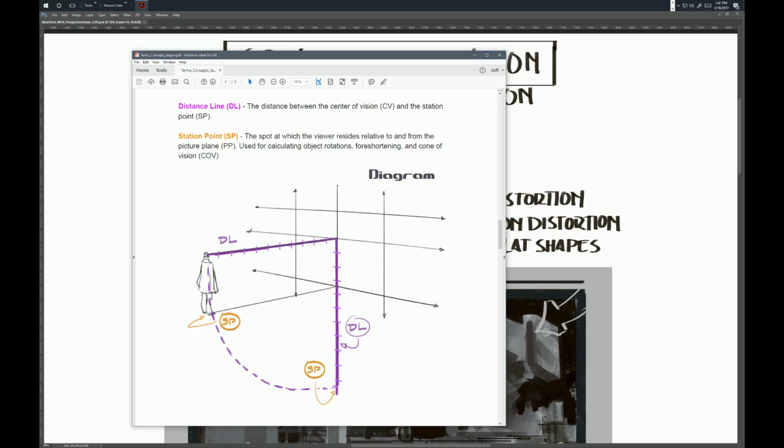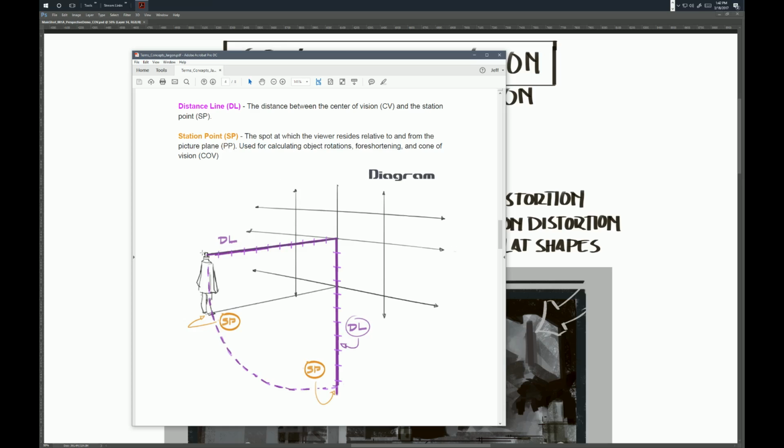So we have our station point, which is basically where the feet are planted, although I guess we can measure it from where the feet are planted, but that's not really where we are measuring from. We're measuring from the eye, but essentially if you took the same distance from the feet to the picture plane or the ground line that you took from the eye to the center of vision, you'd have the same distance. The station point is the area where the viewer resides relative to and from the picture plane, used for calculating object rotations, foreshortening in the cone of vision.